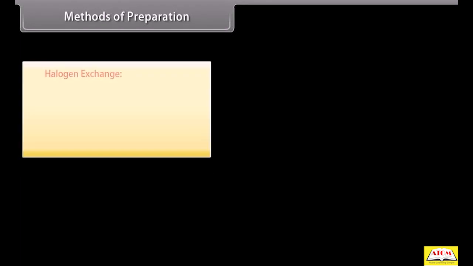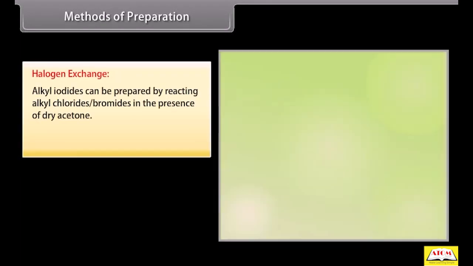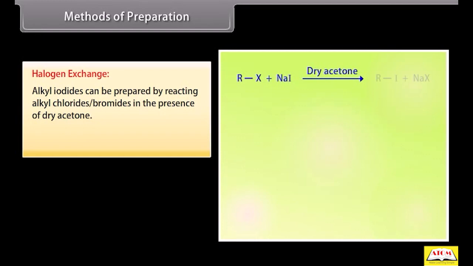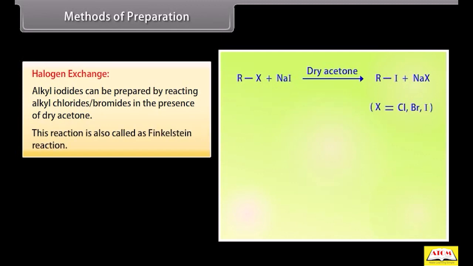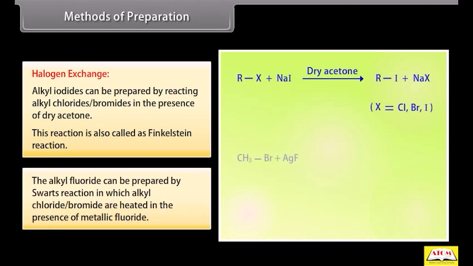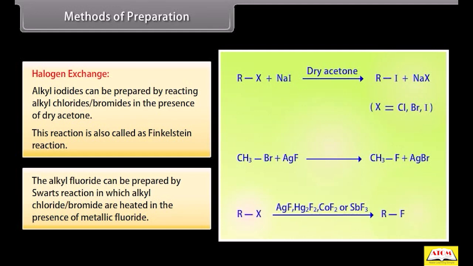Methods of preparation. Halogen exchange: alkyl iodides can be prepared by reacting alkyl chlorides or bromides in the presence of dry acetone. This reaction is also called Finkelstein reaction. The alkyl fluoride can be prepared by Swarts reaction, in which alkyl chloride or bromide is heated in the presence of metallic fluoride.